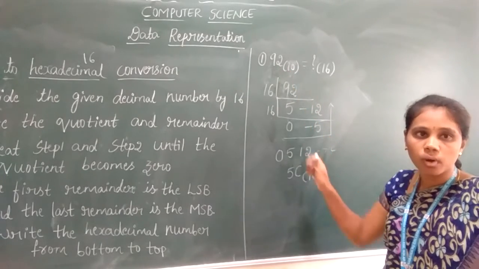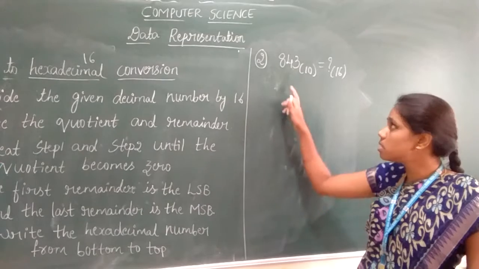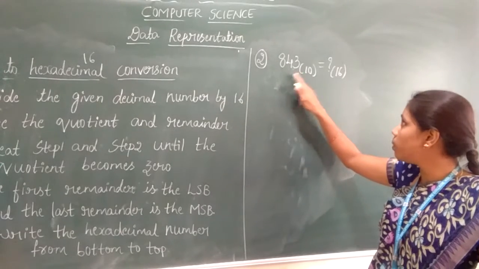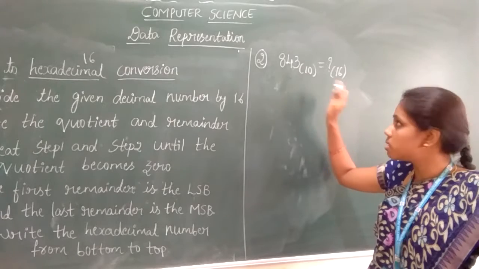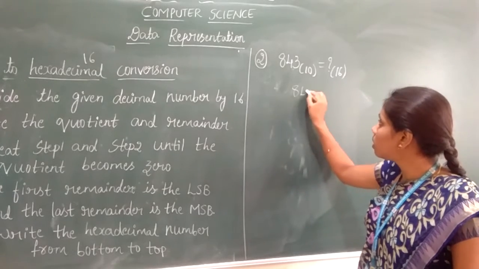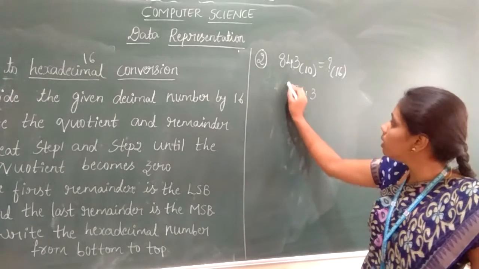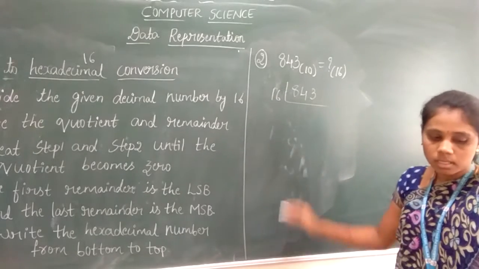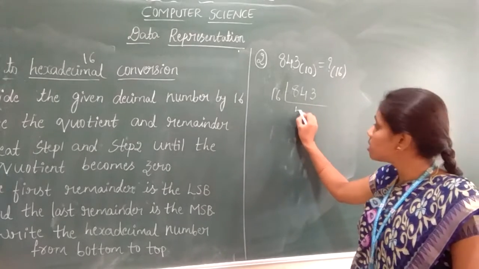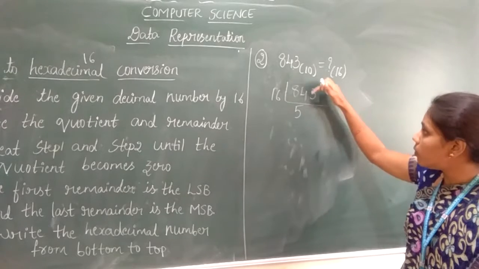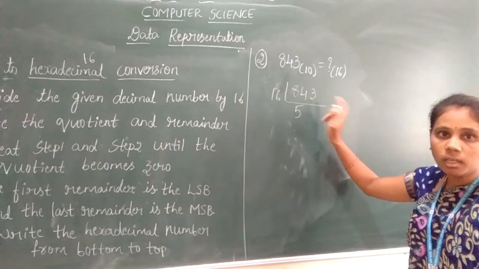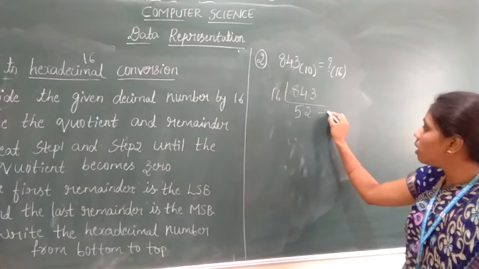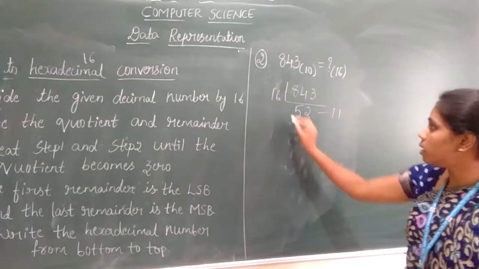Now we will see one more problem. This is one more example problem. 843 should be converted to the hexadecimal system. Consider the number 843. Divide this number by 16. So 16 5s are 80. The left out value is 4. So you will get 43. Now 16 2s are 32. The remainder is 11.